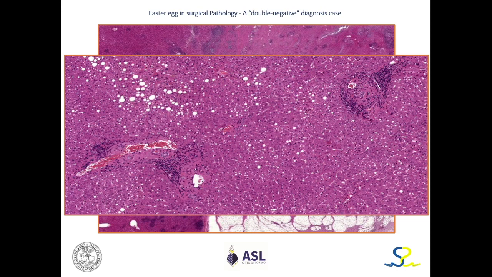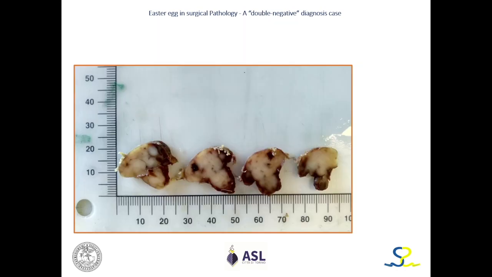Now you might think that the case is finished, but what I'm showing you right now is one of the lymph nodes we received together with the gallbladder and the liver. The lymph nodes were six and they all looked like this. This is not a healthy lymph node, this is not a regular one.